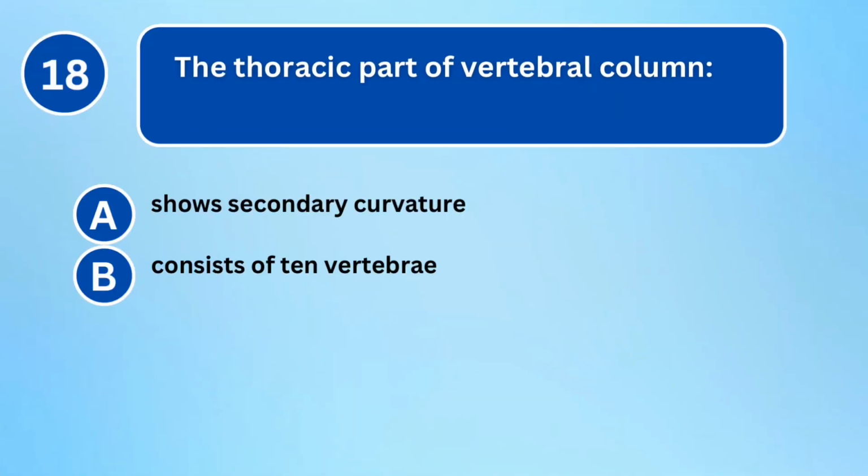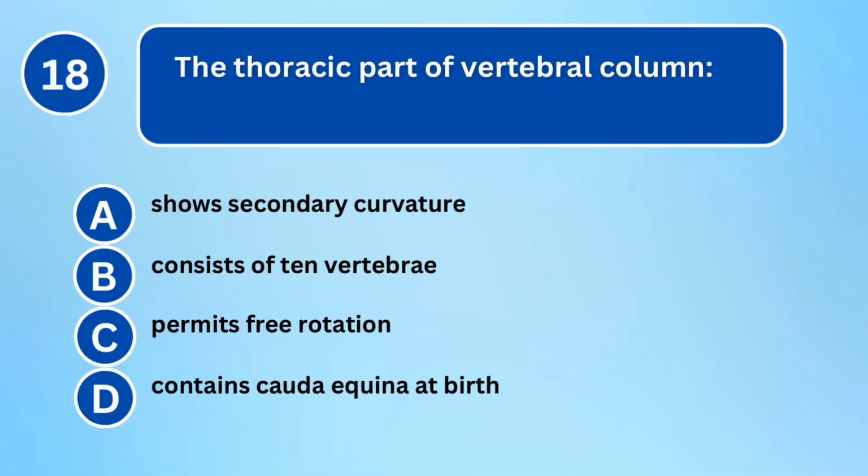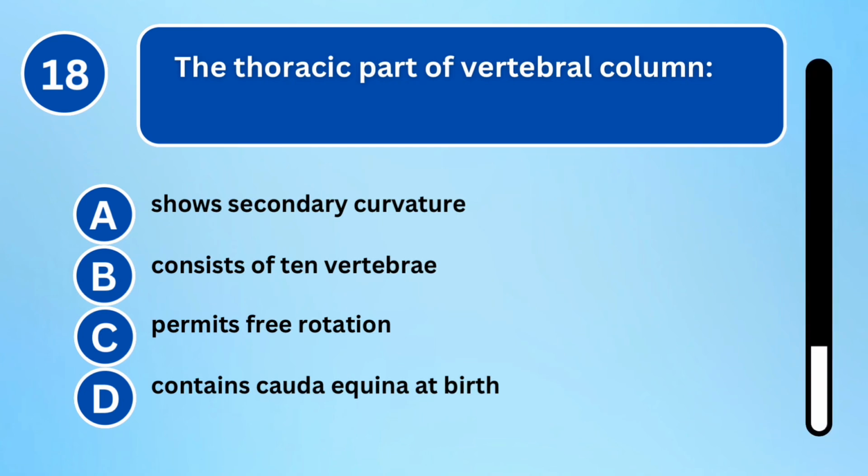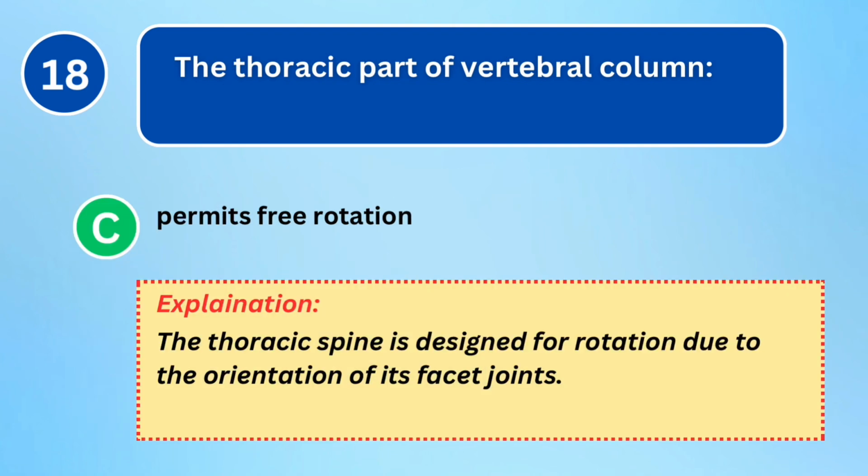The thoracic part of vertebral column: A. Shows secondary curvature. B. Consists of 10 vertebrae. C. Permits free rotation. D. Contains cauda equina at birth. Correct answer is C. Permits free rotation.